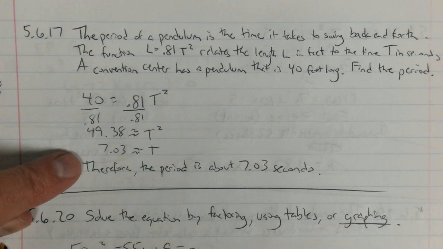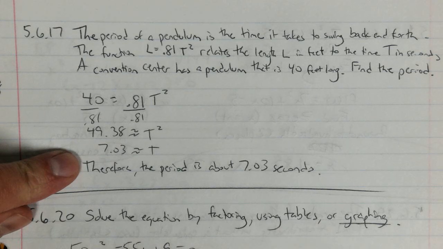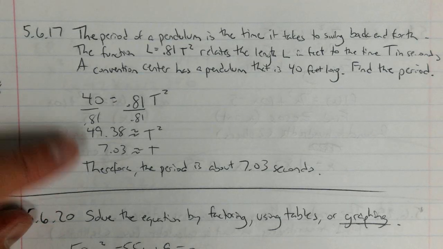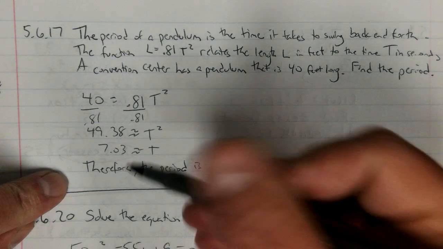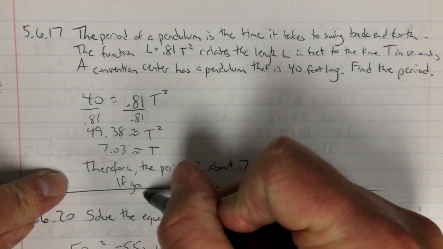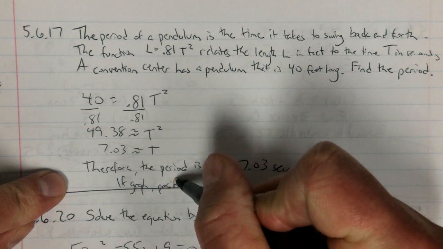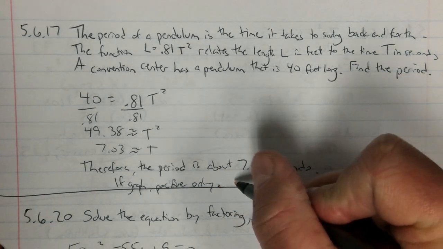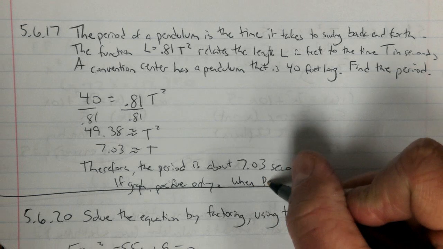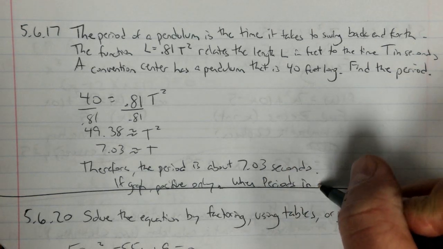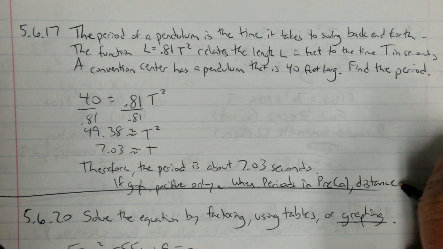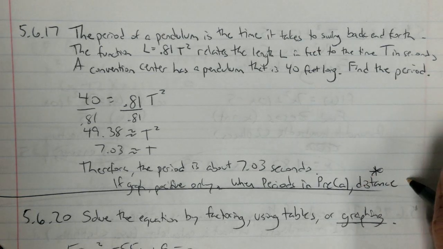Divide it and take your square root, and we just want the positive answer. The period would be 7.03 seconds. So if you graphed it, you need the positive answer only. And the other thing I just wanted to mention is when you're studying periods in pre-cal, it's a distance. So it has to be positive.